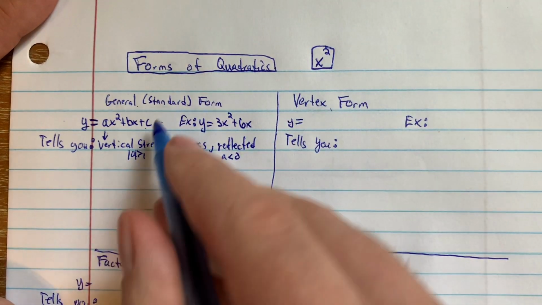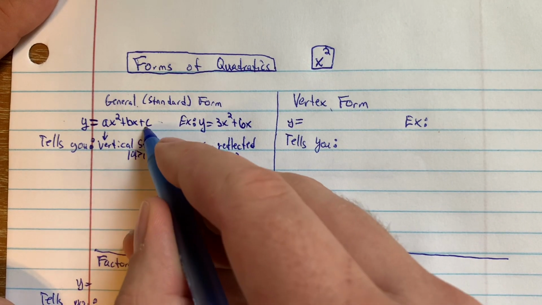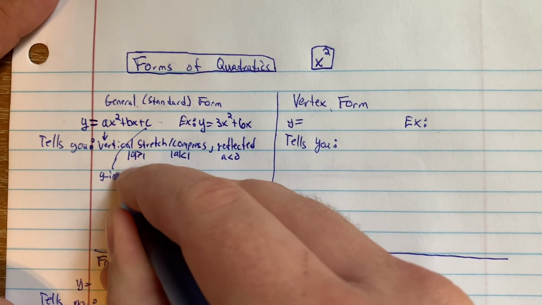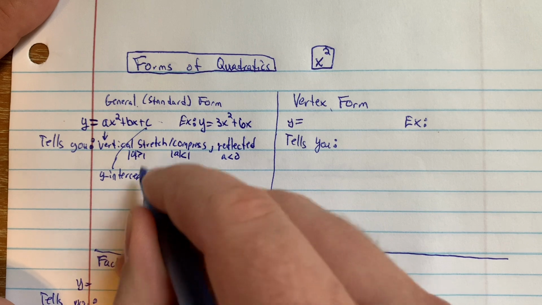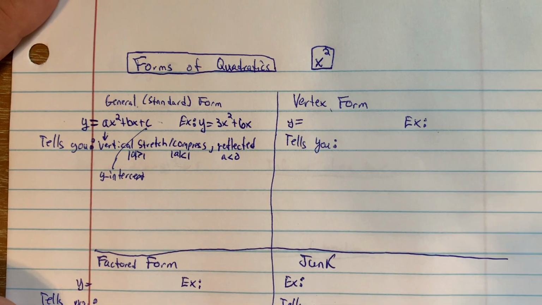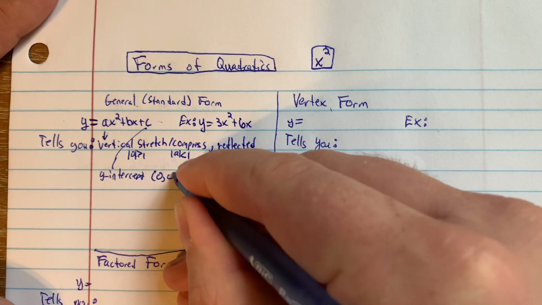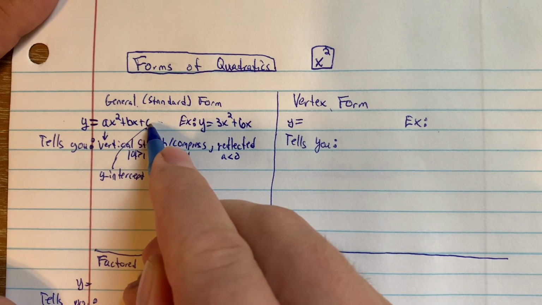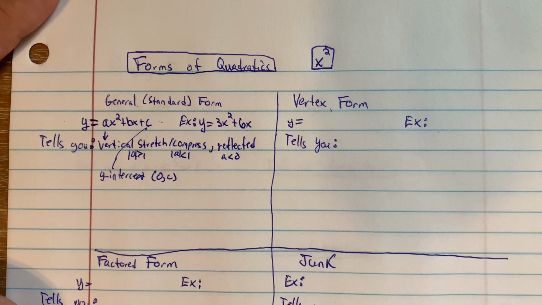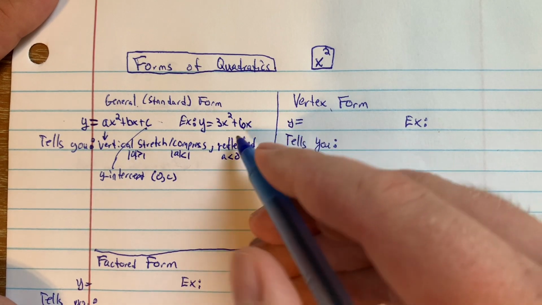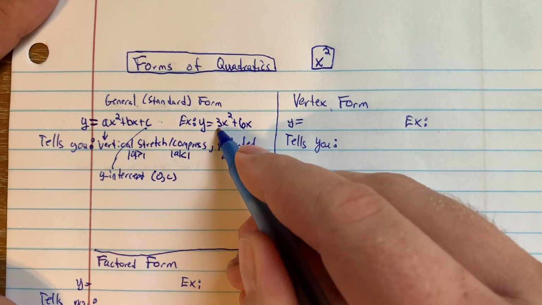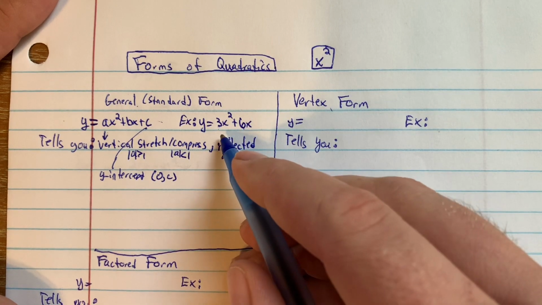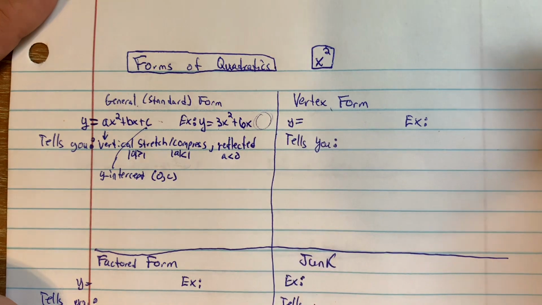And then the other thing it tells you, and this is special to this form, is the C tells you the y-intercept. Whatever number is being added on here is the y-intercept. It will be (0, c), because when you plug in 0 for x, 0 plus c gives you c. And so we can see in our example that it's vertically stretched by a factor of 3. It is not reflected, so it'll be concave up just like the parent function, and the y-intercept is 0.